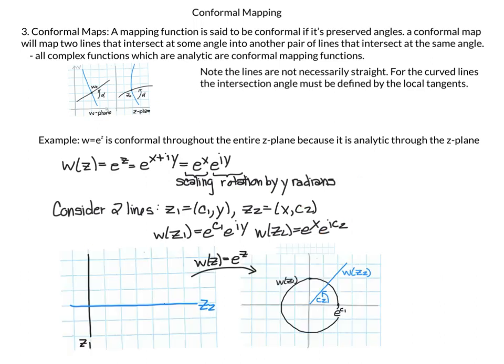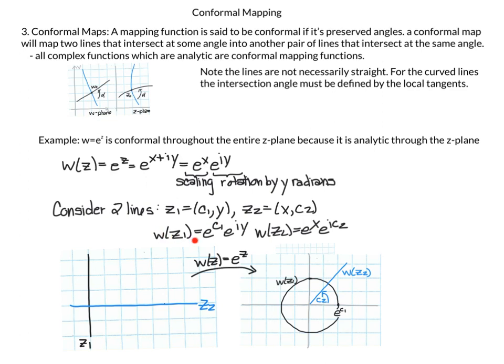Now, I want to know what happens to z1, and I kind of moved this graph over here. If I look at this, when I map it, I have some radius of e to the c1, and then I have my circle. As y goes from, let's say, 0 to 2 pi, we're going to trace out a circle. So here is what happens to z1. My straight line becomes a circle of radius e to the c1.